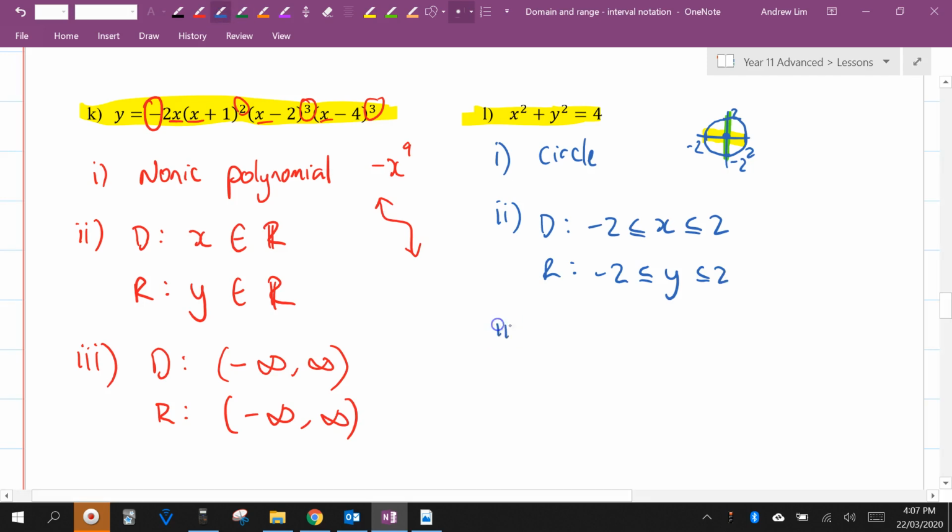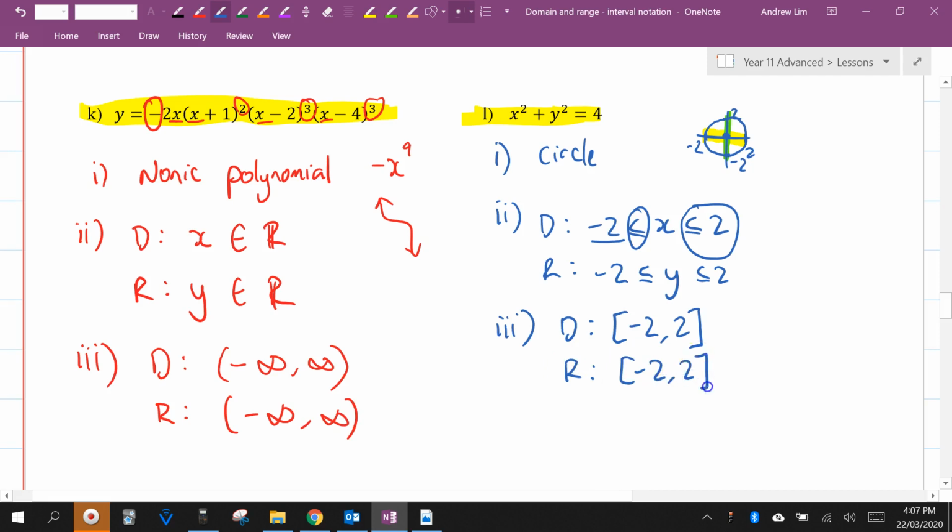Okay, how are we going to write this in interval notation? Well, for the domain, because it includes -2, we use the square bracket. And because it includes 2, because of this or equal to sign, we use square brackets again. Same with the range: square bracket from -2 to 2, close square bracket.